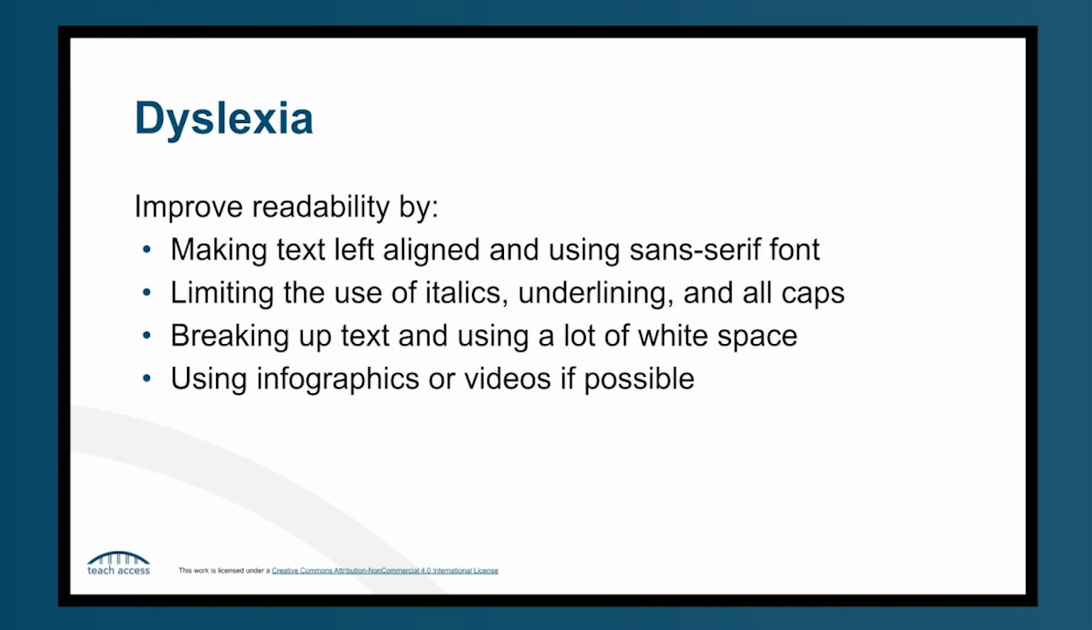Dyslexia is the most common cognitive accessibility issue. To improve readability, use left-aligned text and sans serif font. Limit italics, underlining, and all caps. Break up text and use white space or infographics to convey information.